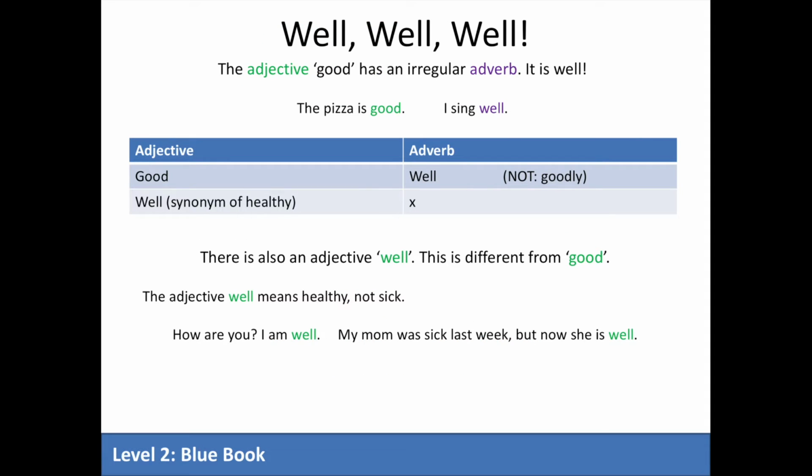The adjective good has an irregular adverb form. Some examples: the pizza is good. Again, this is an adjective describing the noun pizza. Whereas if I want to use the adverb, I sing well. In this sentence, well is the adverb describing the action to sing.